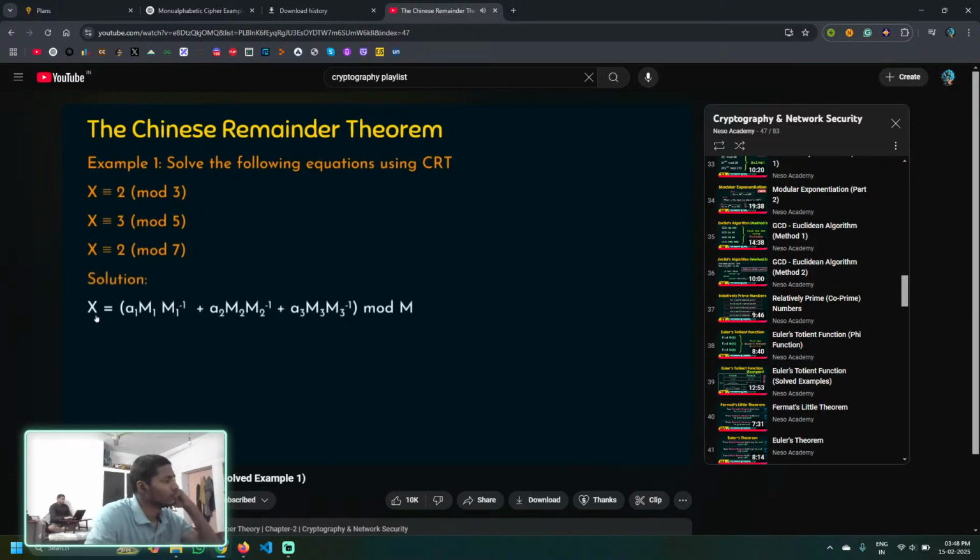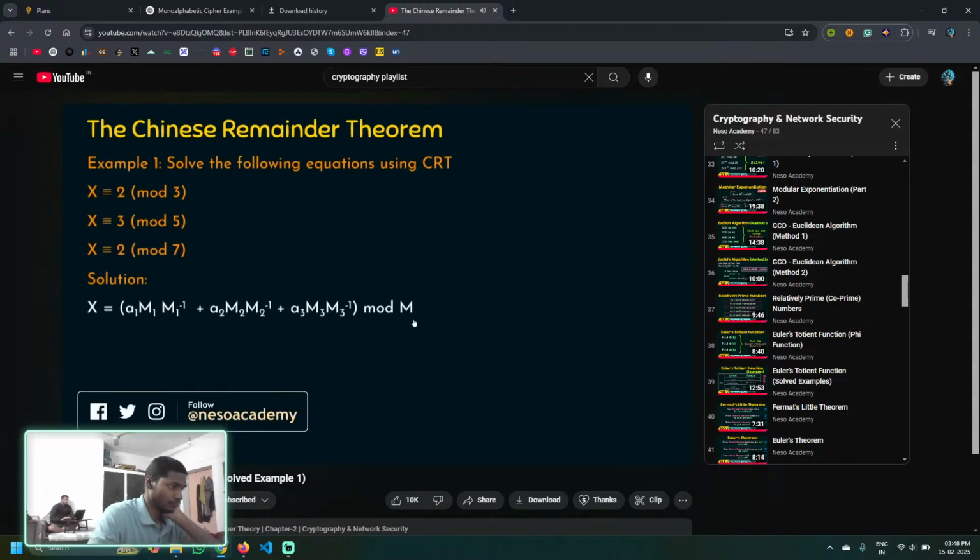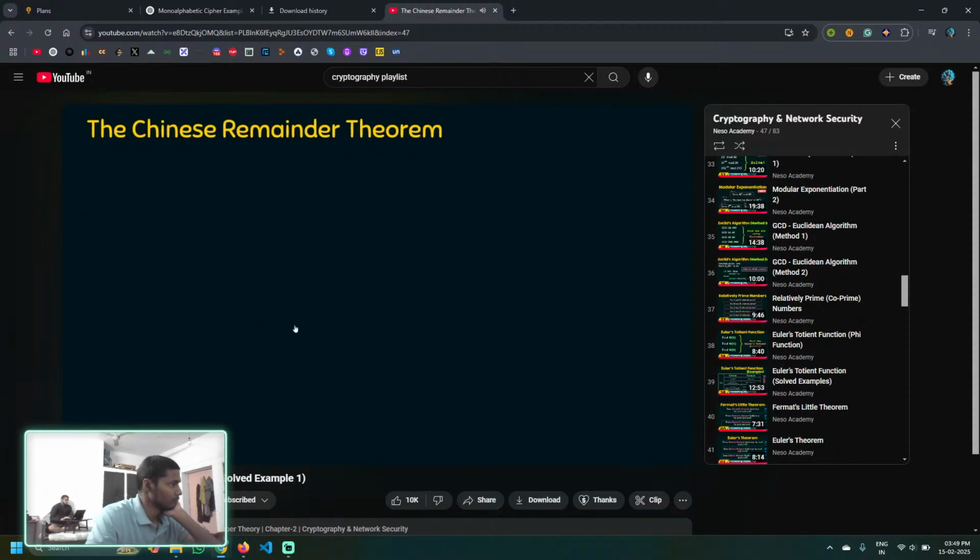Let's solve this now. We are going to have the equation x equals a1 m1 m1 inverse plus a2 m2 m2 inverse plus a3 m3 m3 inverse, whole mod M. Why are we stopping at m3? Because we have 3 equations: 1, 2 and 3. If you have 4 equations, then add plus a4 m4 m4 inverse mod M. It's so simple. Since we have 3 equations mentioned in the question, our formula goes like this. Now let's see what the given data are. In order to find the given data, let's see this with the comparison.